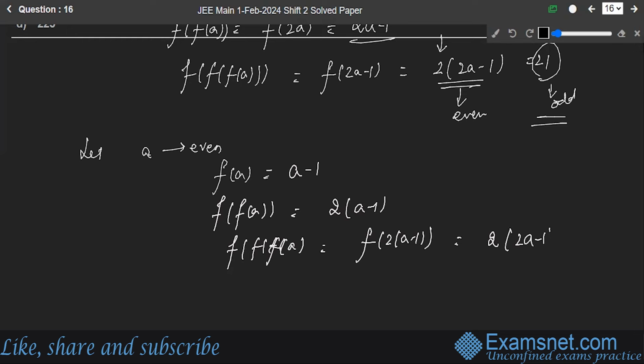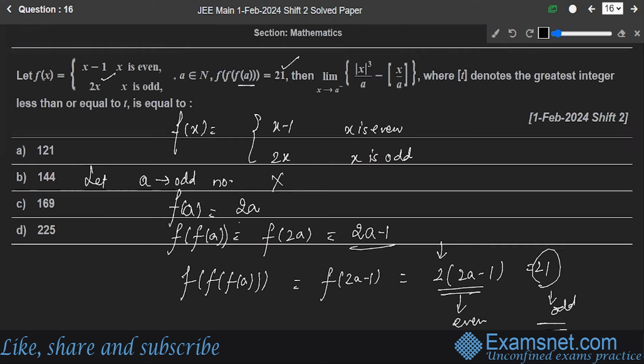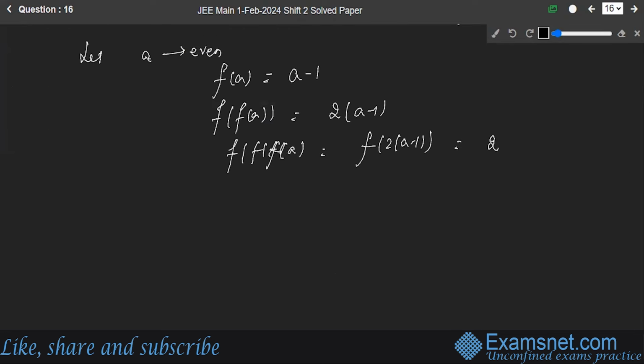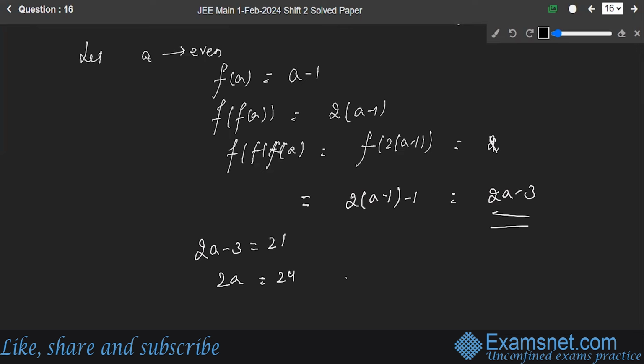2 into a minus 1, wait, I'll rewrite it here. So this is equal to f of 2 into a minus 1. This will be 2 into a minus 1 minus 1, or this will be equal to 2a minus 3. Now, let's see. You are given that this is equal to 21. So this makes 2a equal to 24, or you have a as 12.